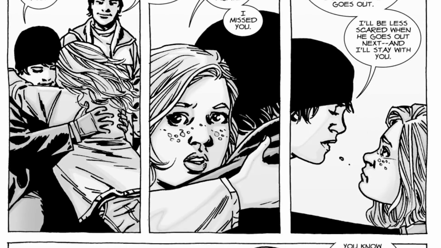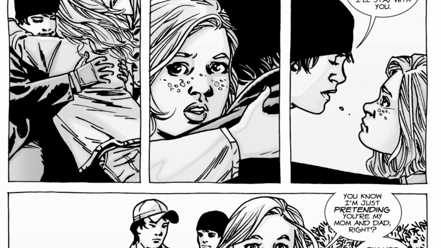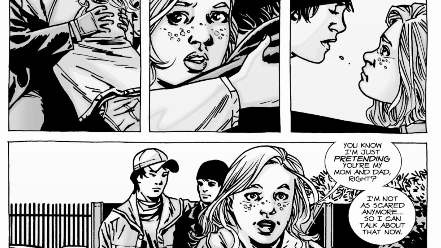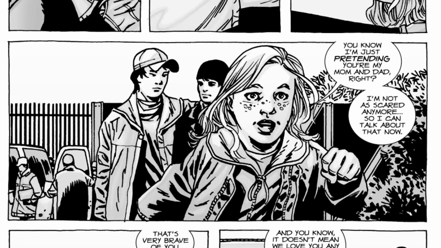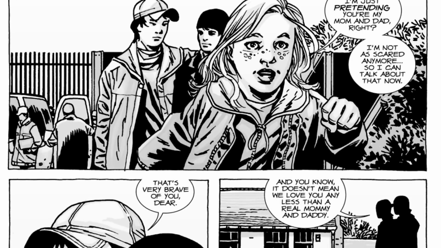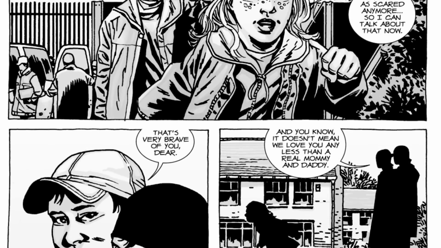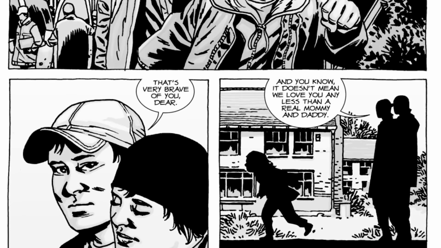Later, Maggie goes with Glenn on a supply run to see how they do things and feel better about him going out regularly. And when they return, Sophia acknowledges that she knows Maggie and Glenn aren't her actual parents for the first time since her birth mother Carol's death, showing that she is finally more able to cope with reality.